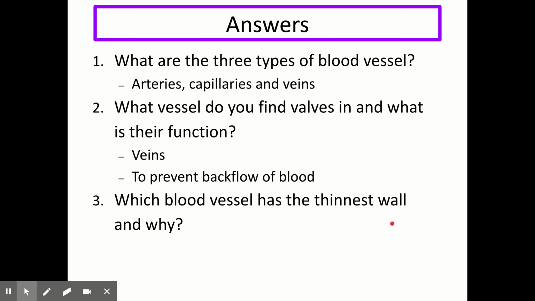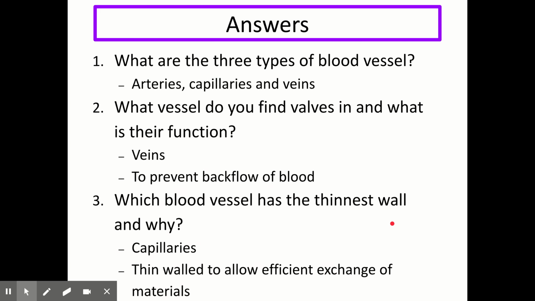So the one that has the thinnest walls are capillaries, and the reason they have the thinnest walls is to allow efficient exchange of materials. Don't just say it allows them to exchange or let oxygen diffuse or carbon dioxide diffuse out. You need to try and use that phrase, efficient exchange of materials.